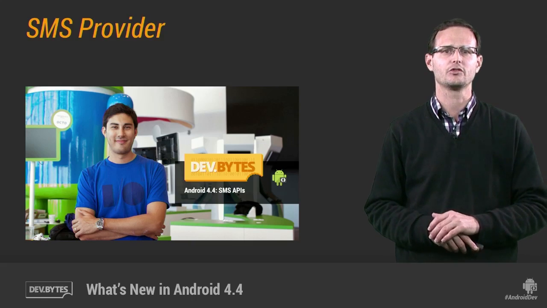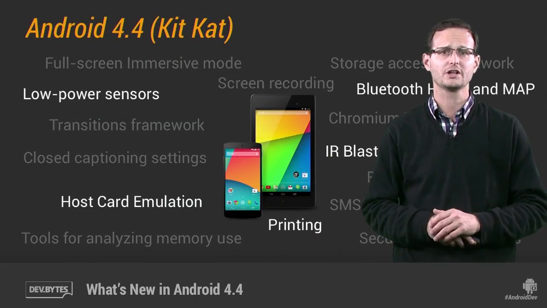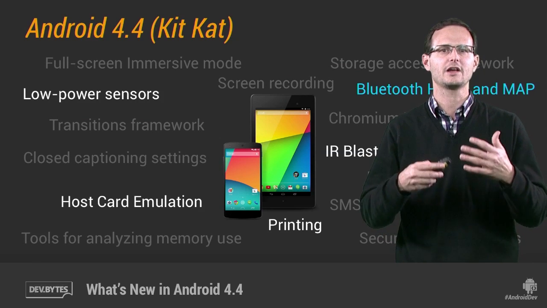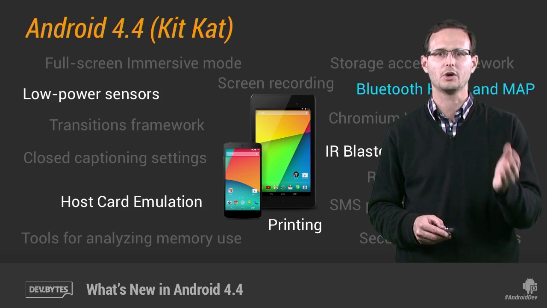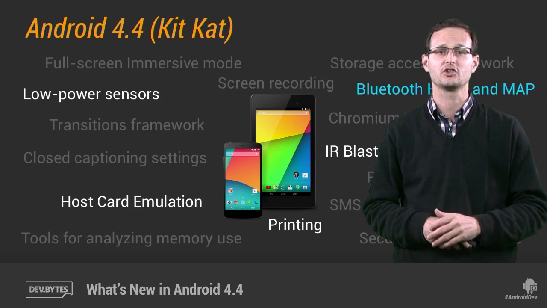Also included in Android 4.4 are a number of additions to help your app interact with the real world, including new Bluetooth profiles for Bluetooth HID over GATT, which provides apps with a low latency link for low power peripheral devices like mice, joysticks, and keyboards, and Bluetooth MAP for nearby device message exchange.